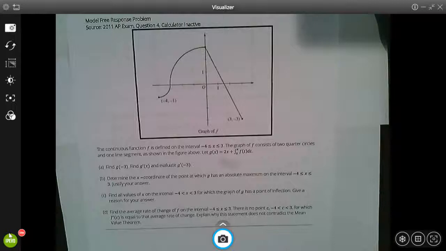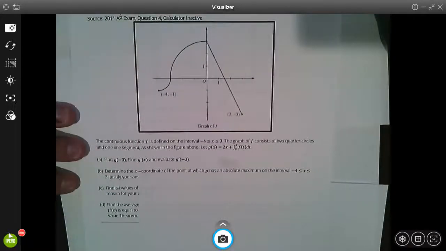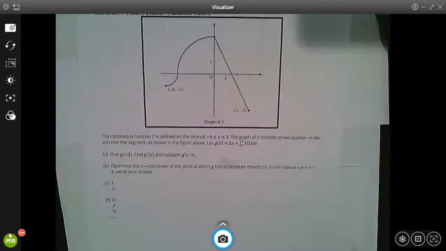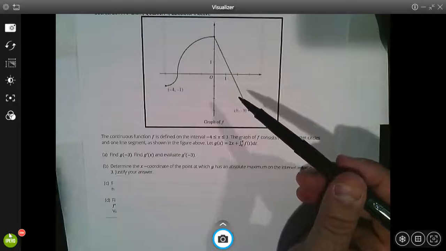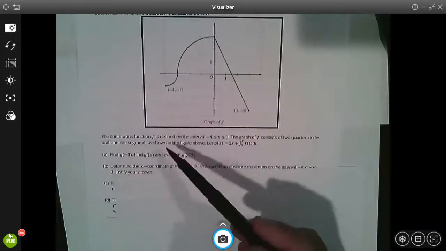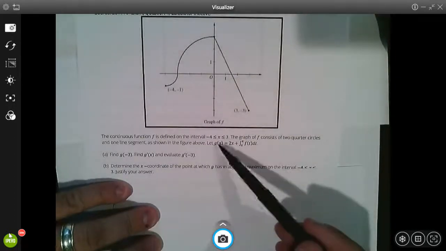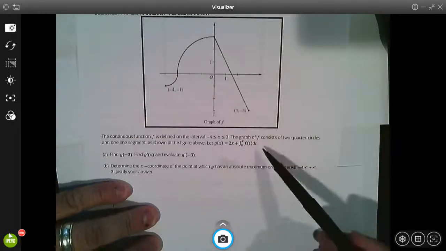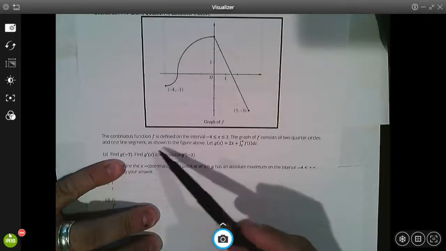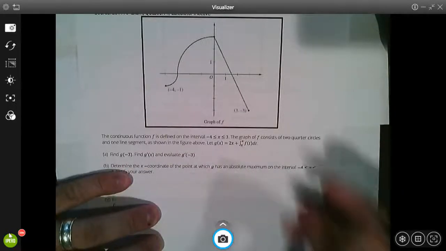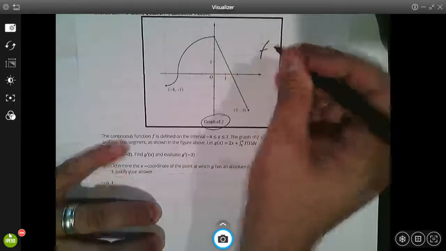This first question comes straight from the 2011 AP exam. This is question number 4, so relatively recent. I'd say this is a pretty standard question. I would expect that you all should do quite well with a question like this. Okay, the continuous function f is defined on the interval -4 less than or equal to x less than or equal to 3. The graph of f consists of 2 quarter circles and 1 line segment as shown in the figure above. So this is the graph of f.